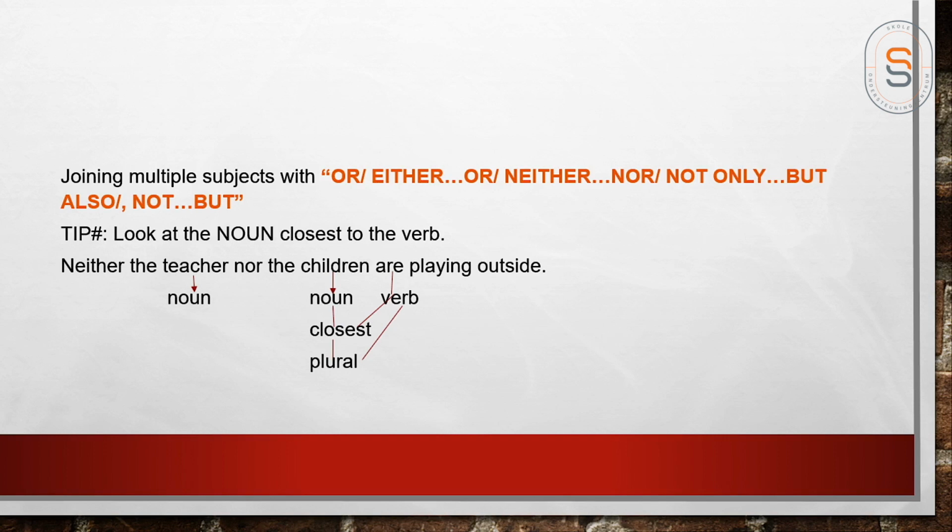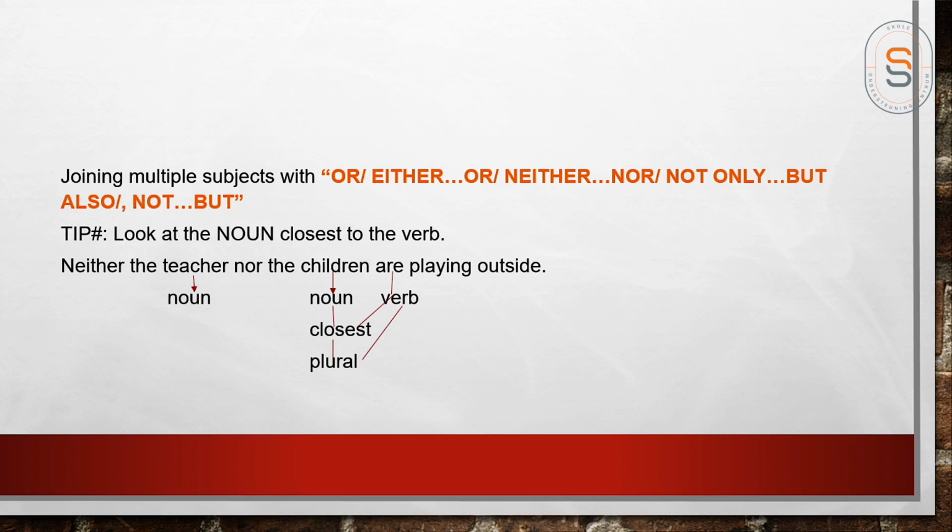Neither the teacher nor the children are playing outside. Now, you see there are two nouns, teacher and children, in this sentence. And then you can't decide whether it should be is playing outside or are playing outside. Now you have to remember this. For or, either or, neither nor, not only but also, not and but, look at the noun closest to the verb. So you have to learn this off by heart.